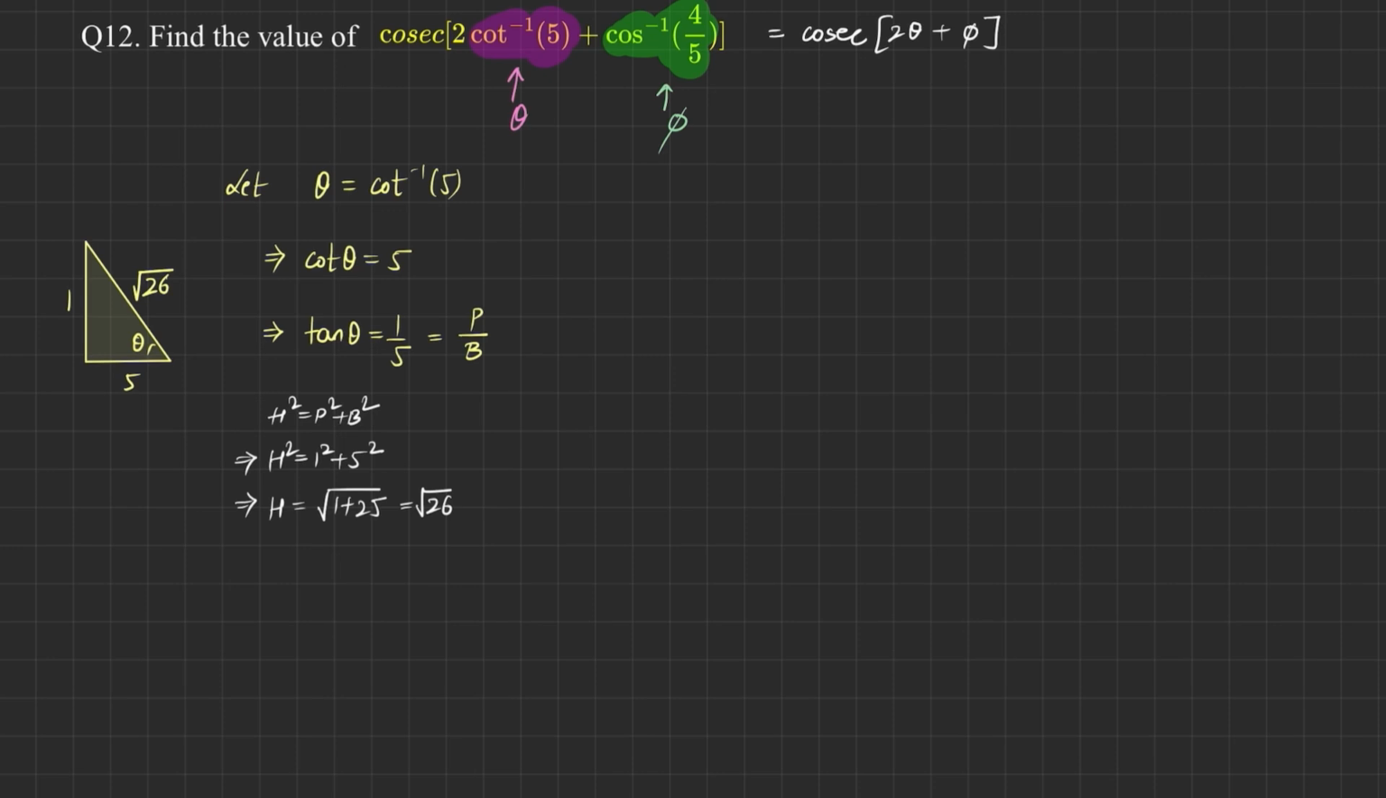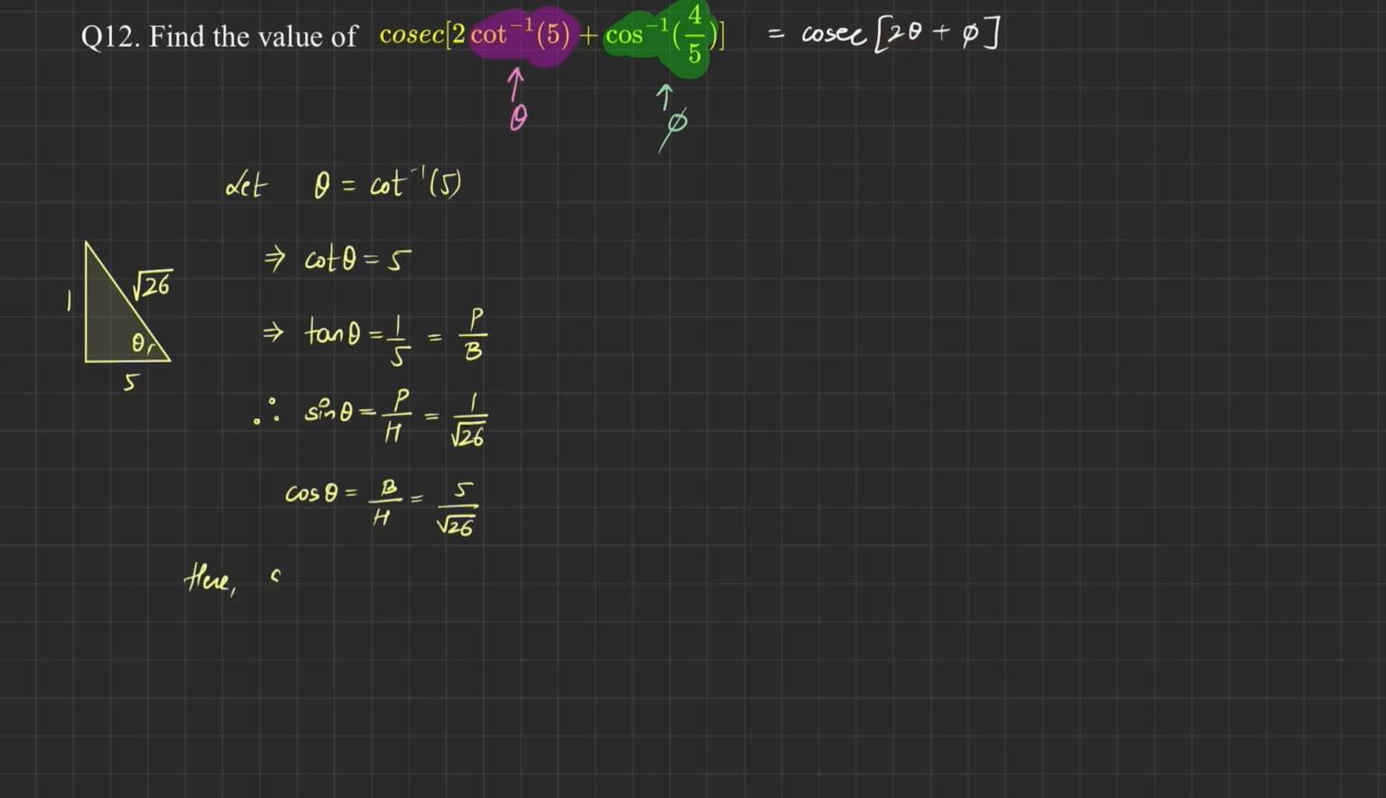So since we know all 3 sides of a right angle triangle, now we can find the value of sine and cos. Therefore sine theta will be perpendicular by hypotenuse, so it will be 1 over root 26, and cos theta will be base over hypotenuse, so it will be 5 over root 26. Now let us try to find the value of 2 theta, okay, because here if you see we have 2 theta in the question, cosec of 2 theta plus phi.